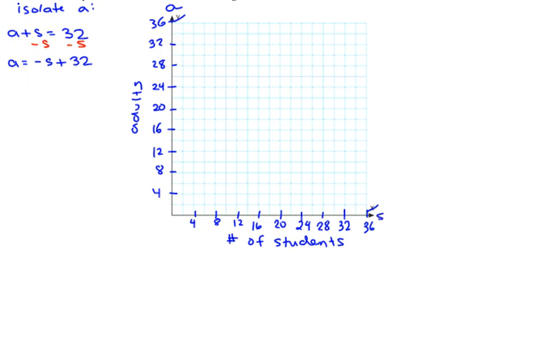Yeah, you can do that. So our y-intercept is, if A equals negative S plus 32, the y-intercept is 32, the constant. Now, what's our slope of this equation? It's the coefficient of the S. What's the coefficient in front of S? We just have a negative sign there, so it's negative 1. It's really a negative 1. And so negative 1 over 1.